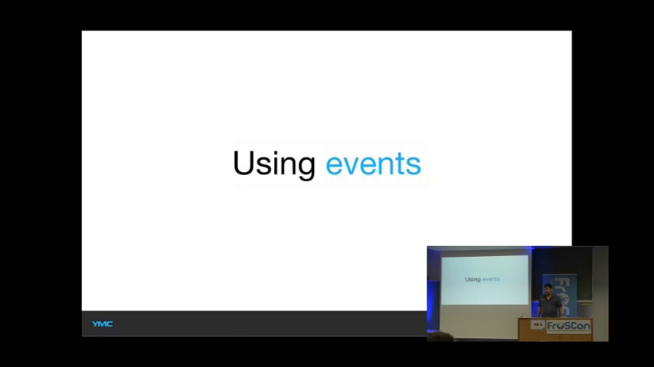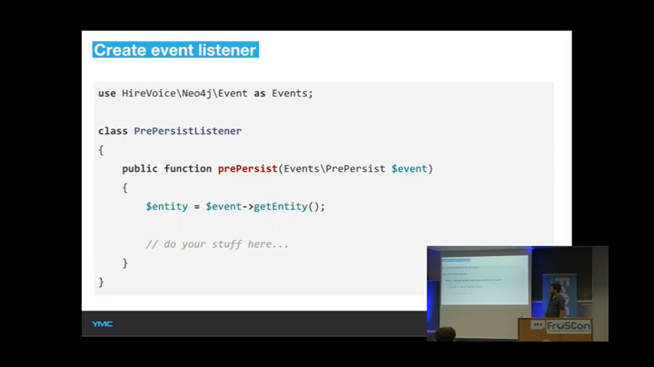Like Doctrine and every other modern persistence API does it, we can use events. For an example, we can write a simple class called prePersistListener and implement a function named prePersist. So we get a pre-persist event, and we can do our stuff here, for example, call another API or do something on the entity itself. And that's all we need for our event listener.